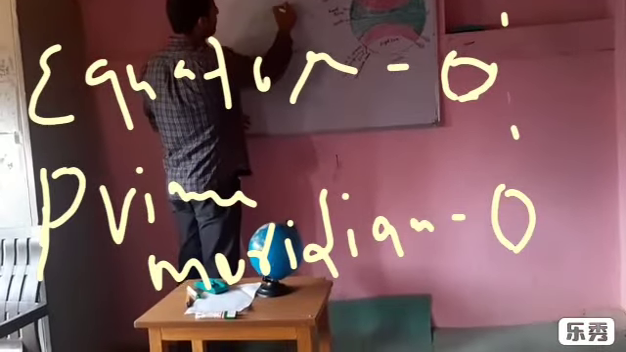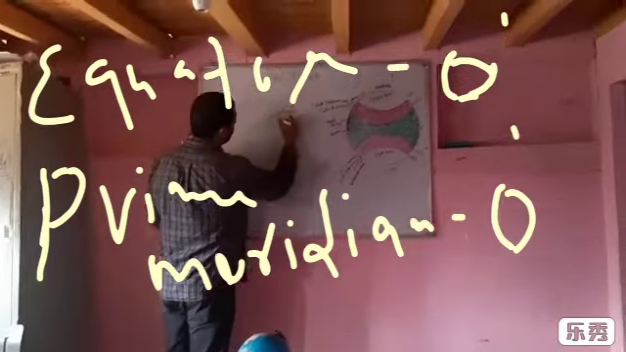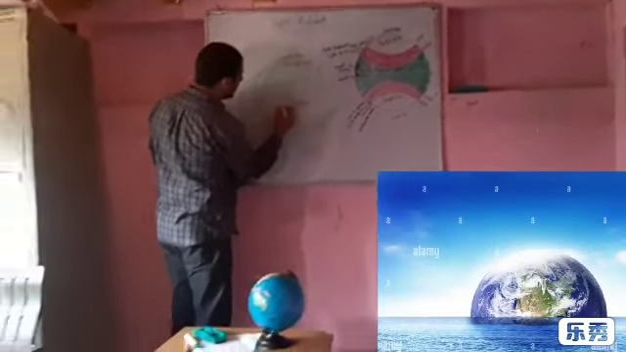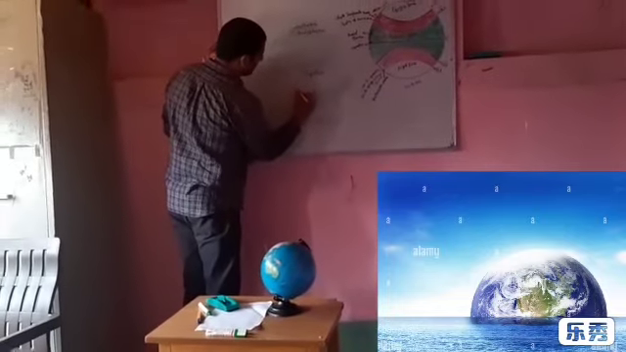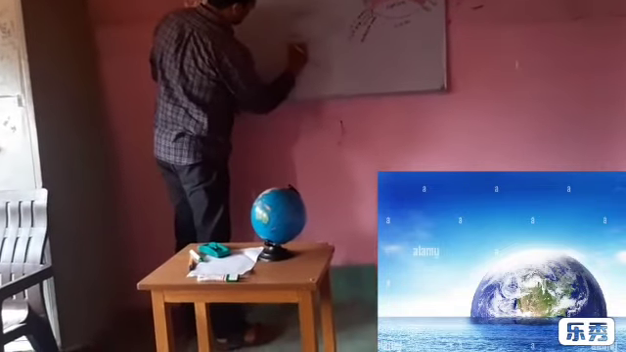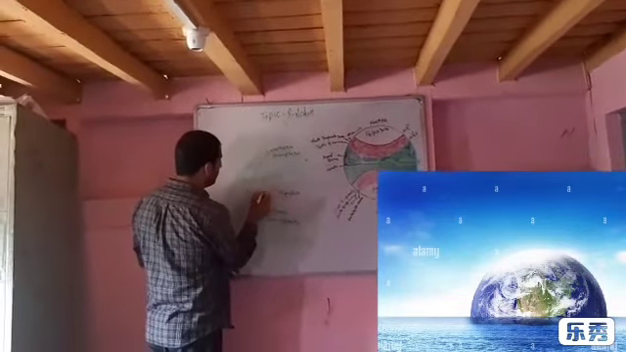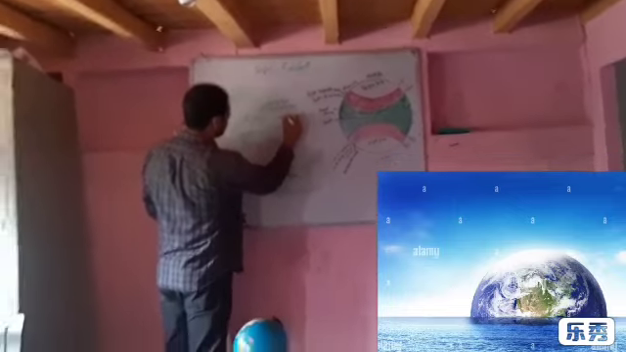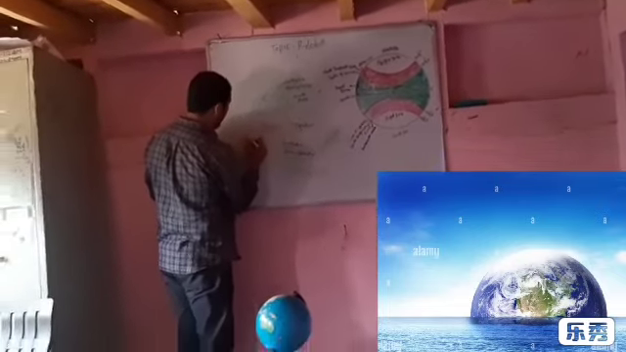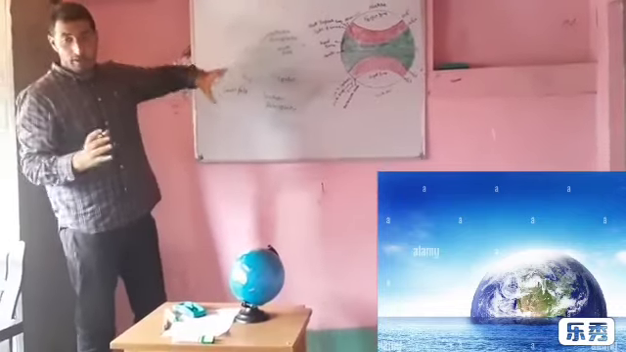First is the Northern Hemisphere, then there is the Southern Hemisphere. Here is the North Pole, here is the South Pole. The equator divides the globe into two equal parts.